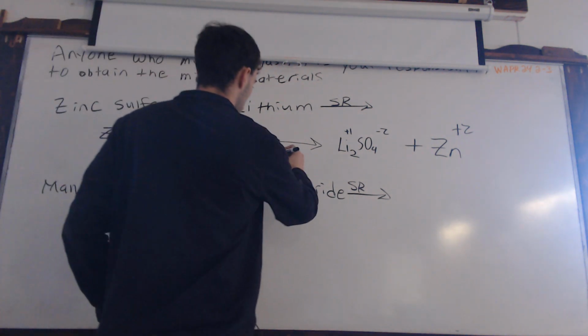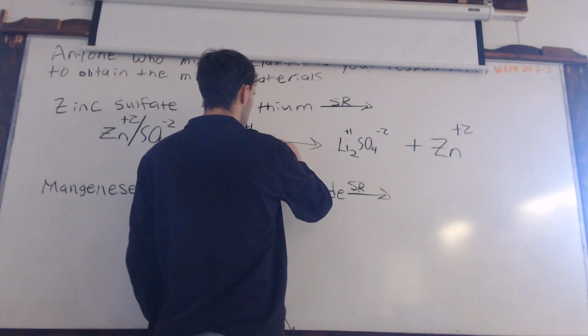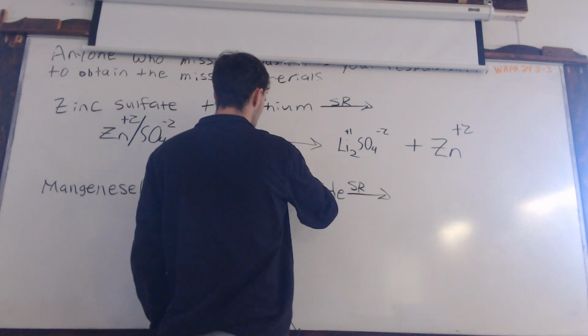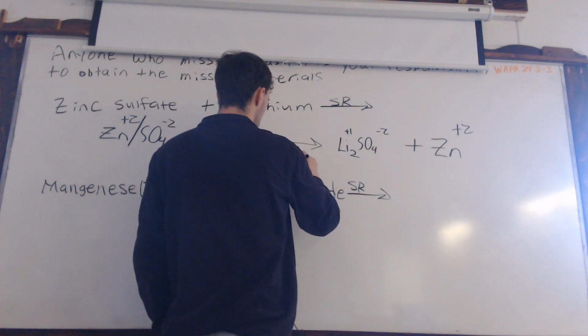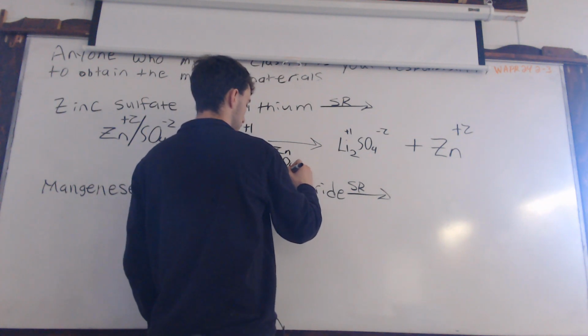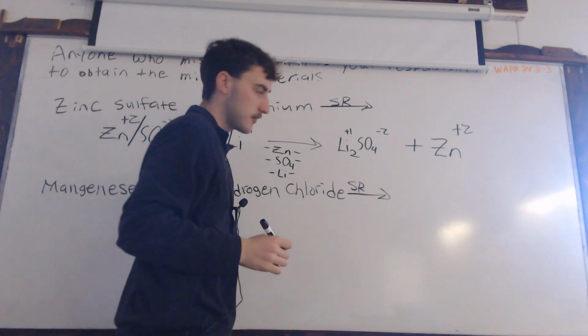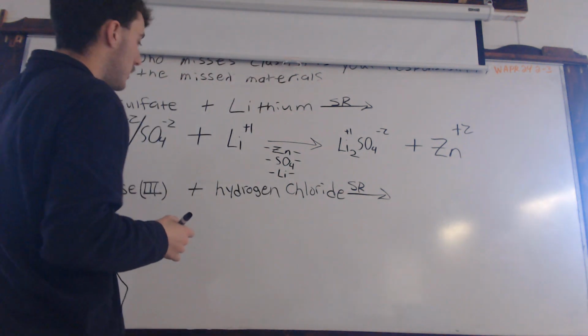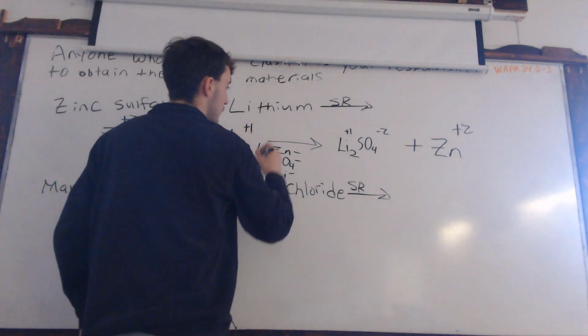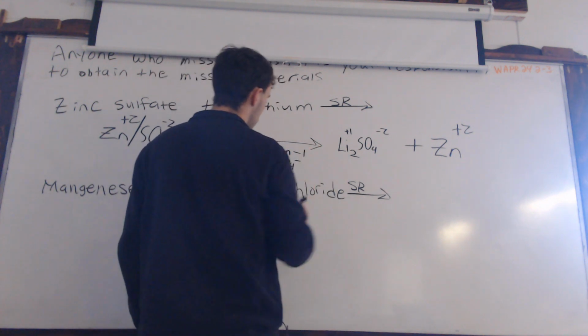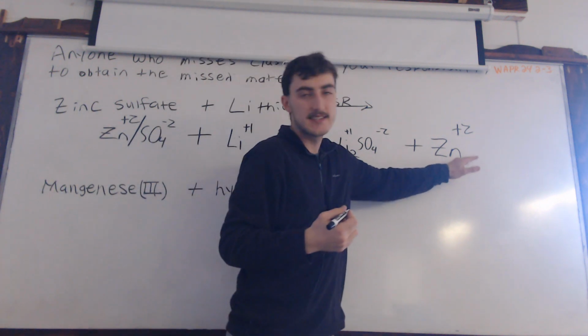So let's balance this out. Like we have done before, we can write down all our ions, and we'll keep the sulfate together because it does not break apart. So on the left side, we have 1 zinc. On the right side, we have 1 zinc. It is not diatomic because it is not a gas.